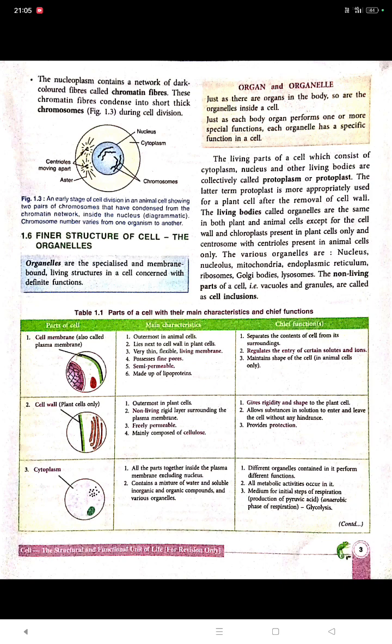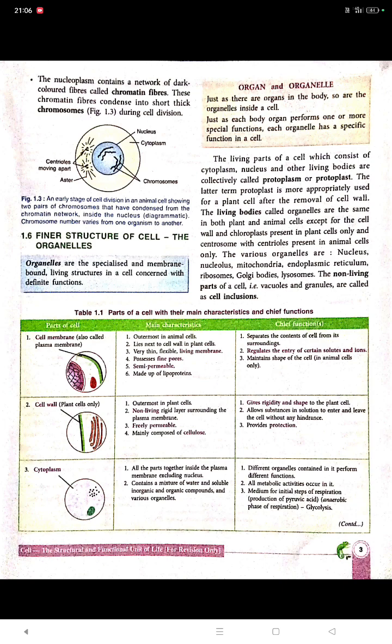Okay. Next, the structure of the cell, the organelles. Organelles are specialized, membrane-bound living structures in the cell concerned with different functions. Here the organelles are specialized and membrane bound, meaning they are inside the cell membrane. Next, they have several functions. In the table, this table is very important. If you study this table, you will get the most out of this lesson.